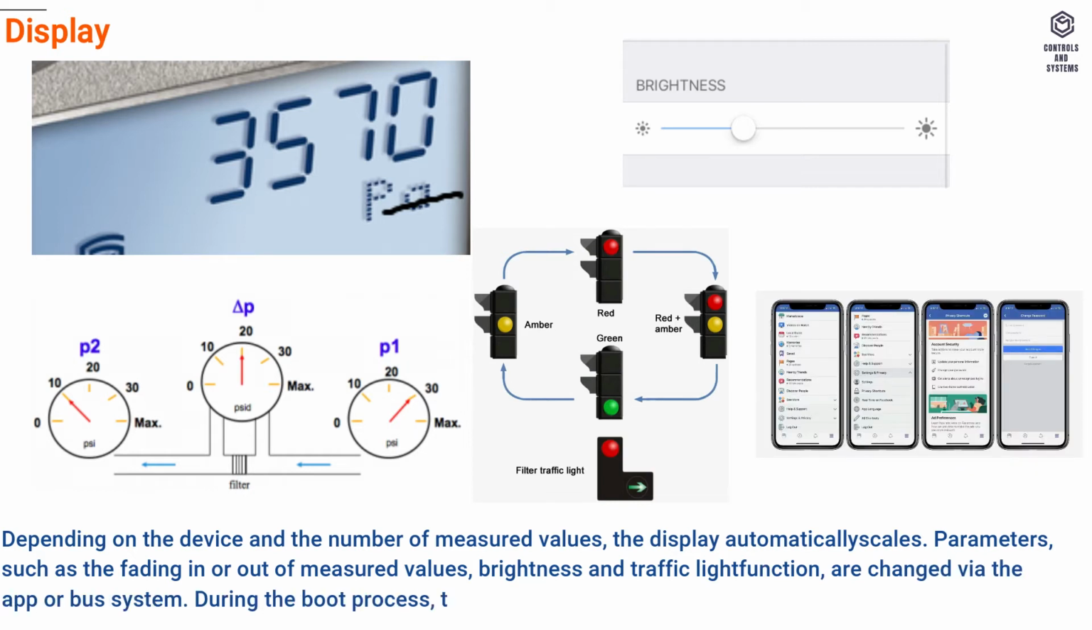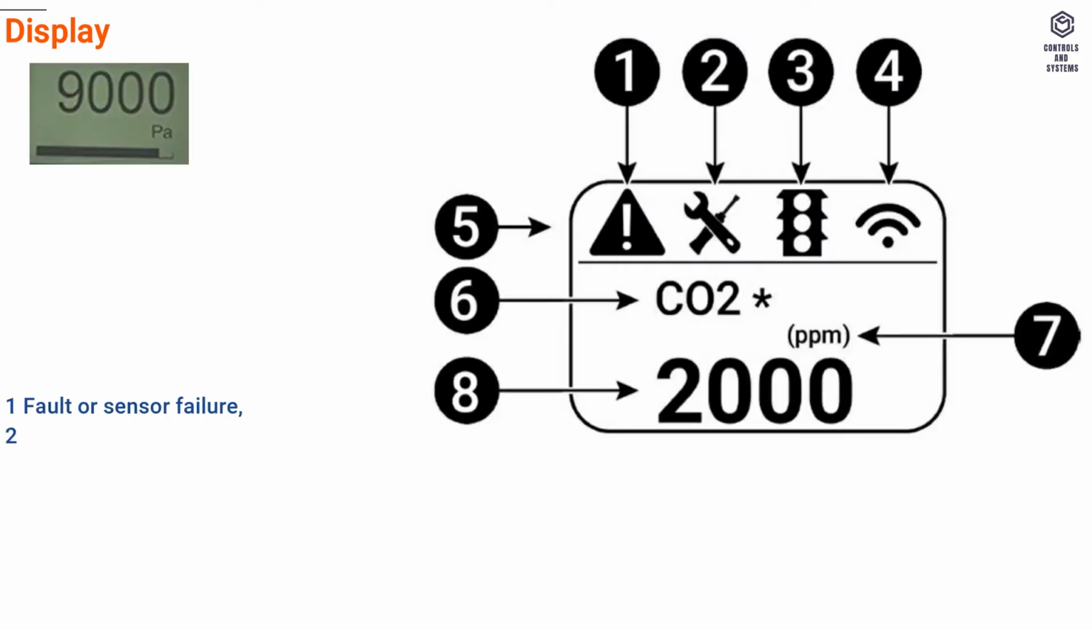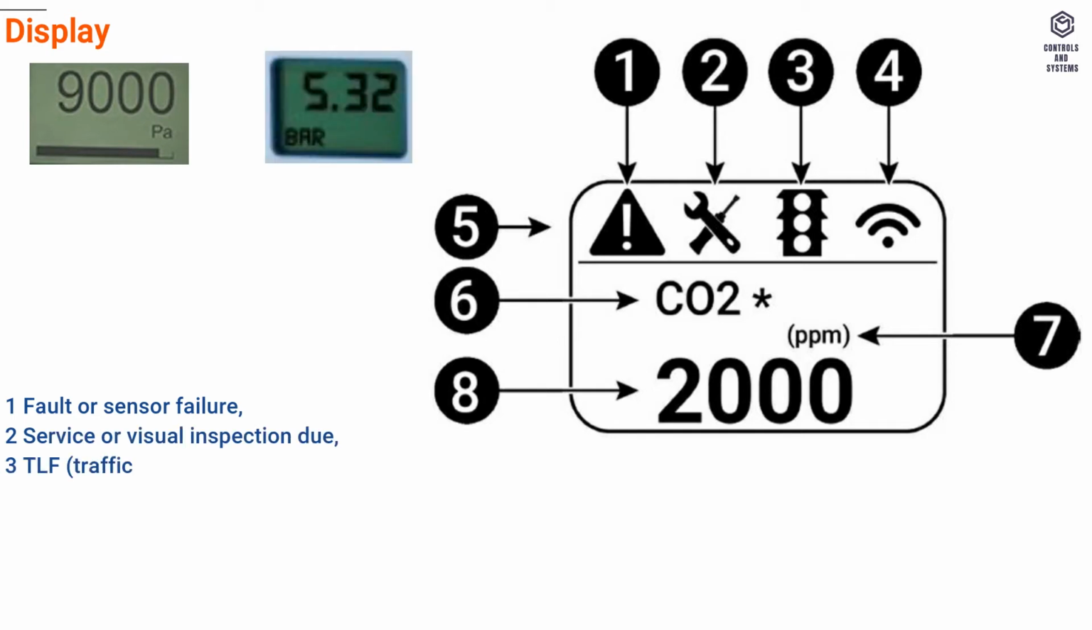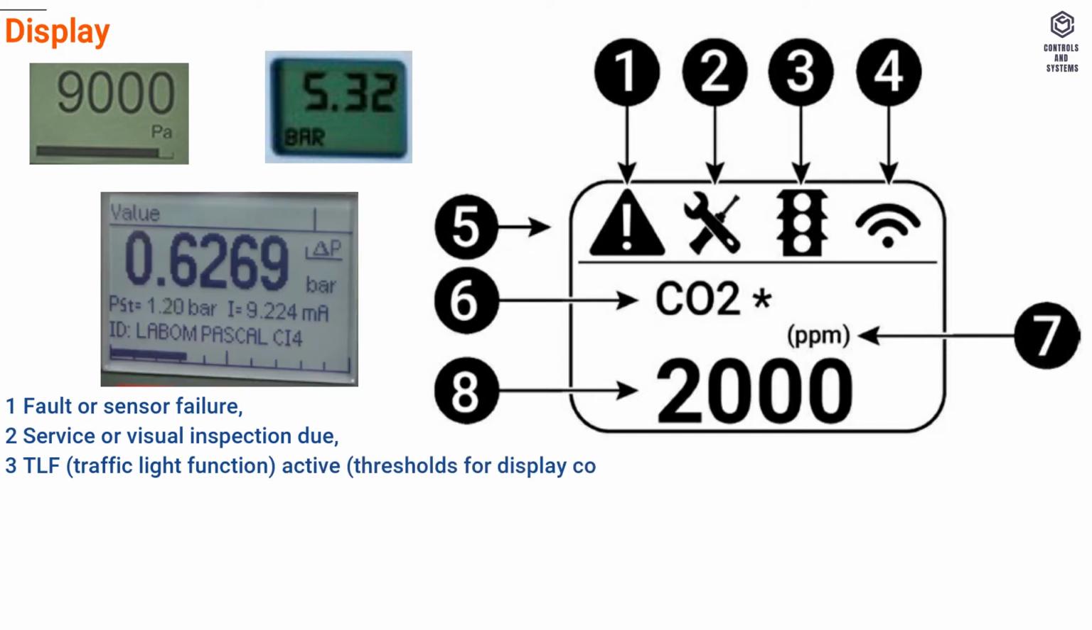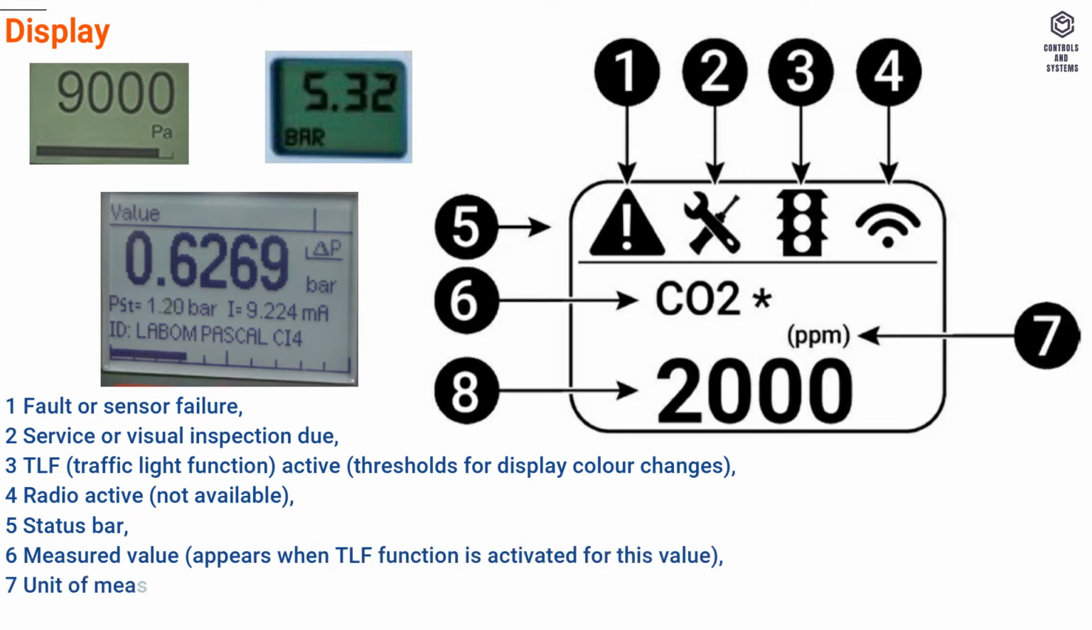During the boot process, the software and hardware versions are displayed. 1 fault or sensor failure, 2 service or visual inspection due, 3 TLF, traffic light function, active, thresholds for display color changes, 4 not available, 5 status bar, 6 measured value, appears when TLF function is activated for this value, 7 unit of measure, 8 measured value.